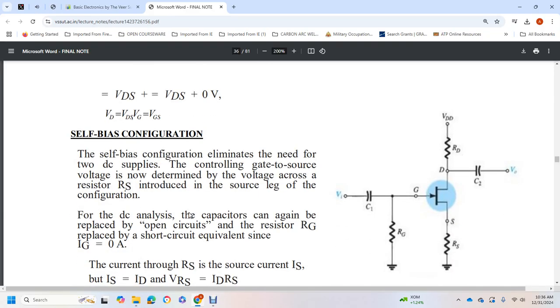Self-bias configuration. The self-bias configuration eliminates the need for two DC supplies. The gate-source voltage is controlled by the voltage drop across the source resistor. For DC analysis, the capacitors can be replaced with open circuits, and the gate resistor RG can be replaced with a short circuit equivalent.